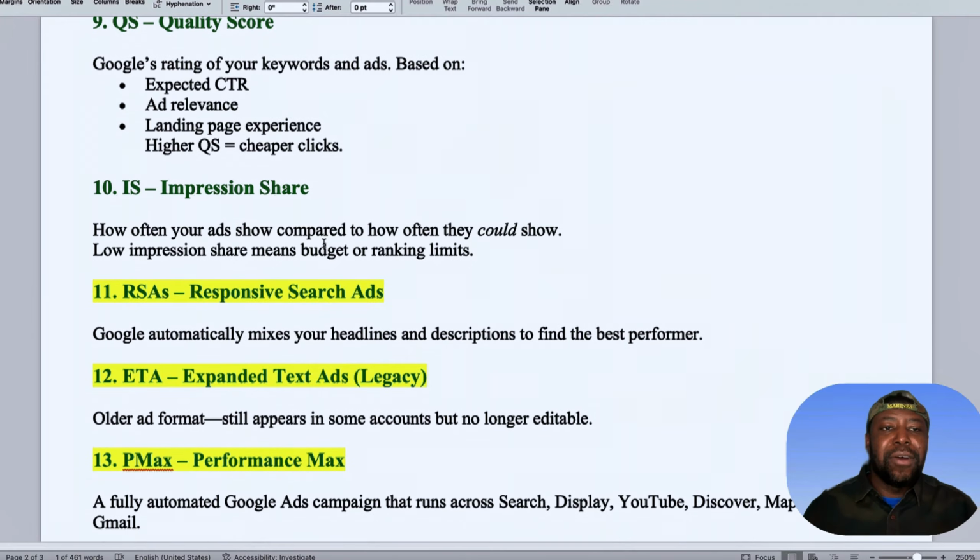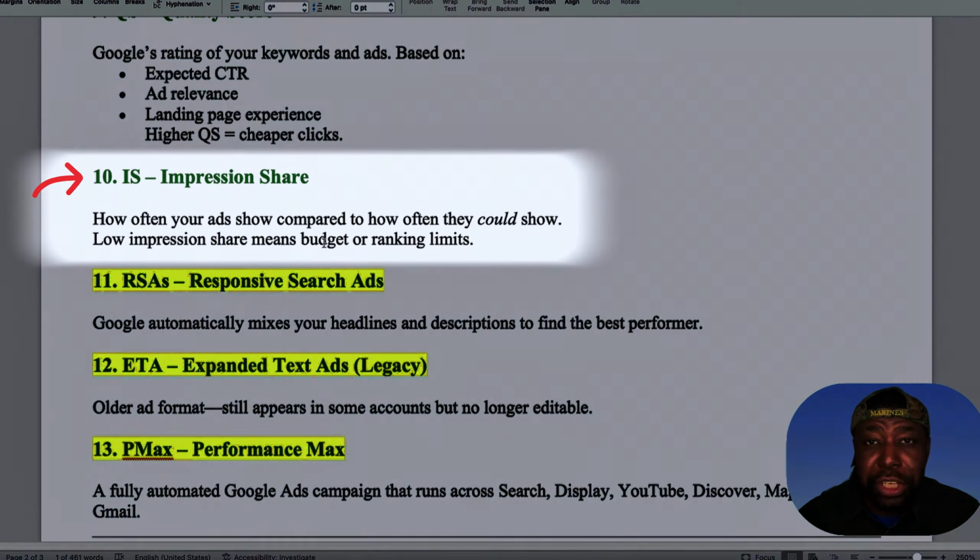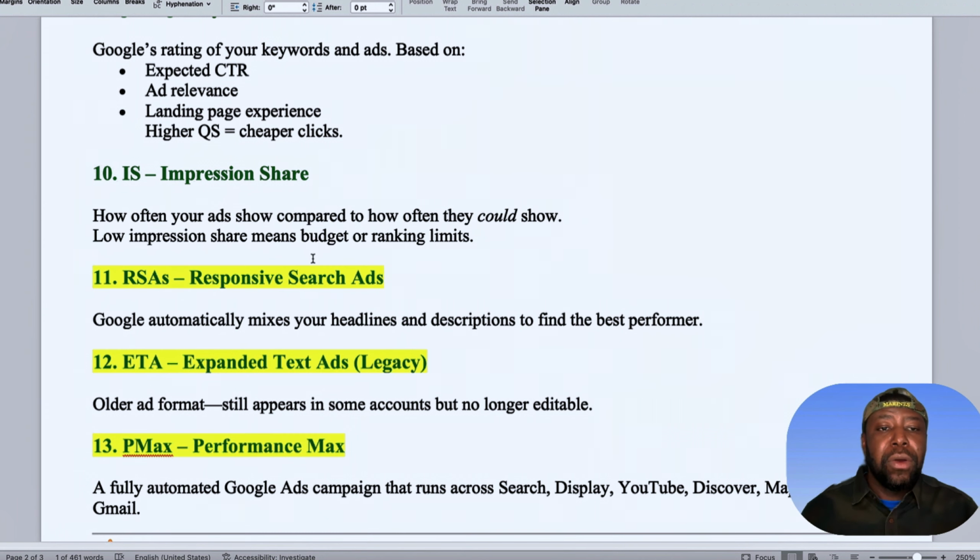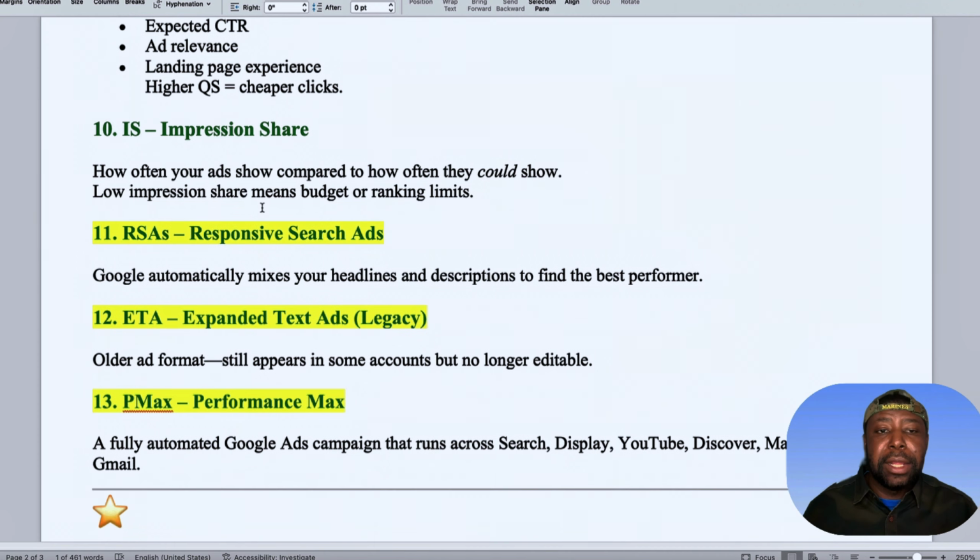Now number 10 on my list is IS, which is impression share. All right, this is very important as well. It is how often your ads show compared to how often they should or could show. Low impression share means budget or ranking limits. You may see that your ads are shown 1,000 times, but maybe your ads could show 2,000 times, right? You have to make that decision to make sure you are setting the right budget and all of that, so nothing is limiting your ads and they can get maximum eyeballs and maximum visibility. Make sure you do that calculation and set that properly.